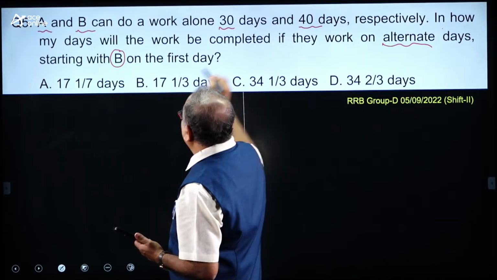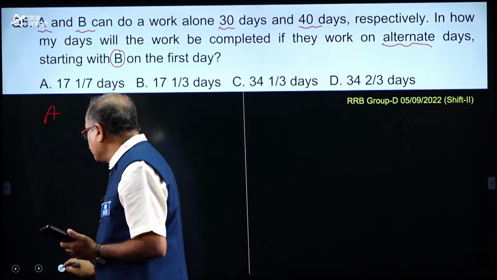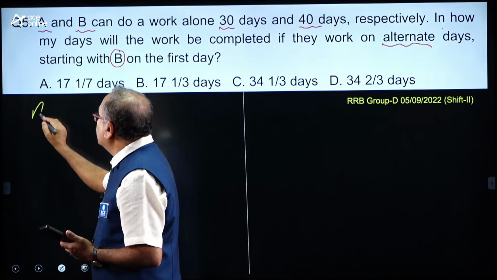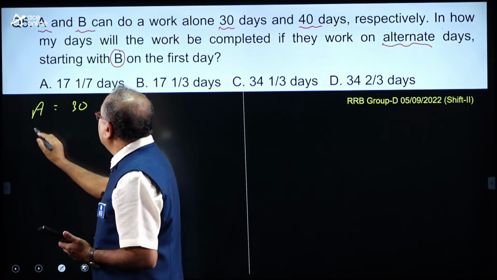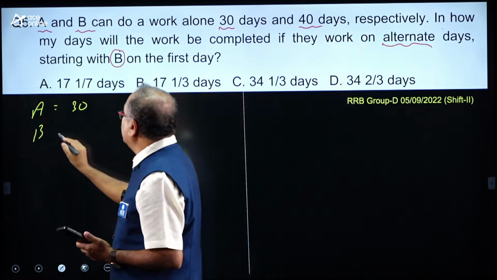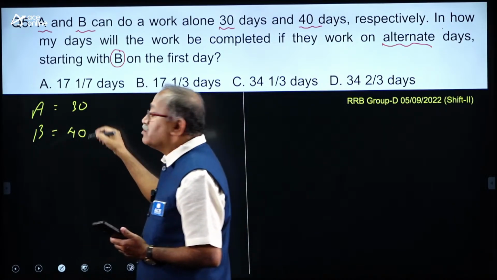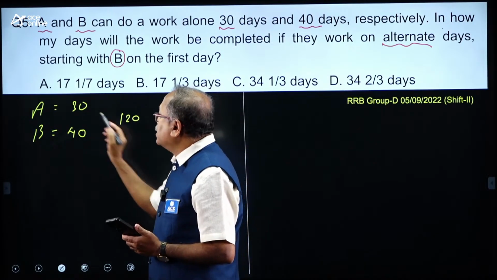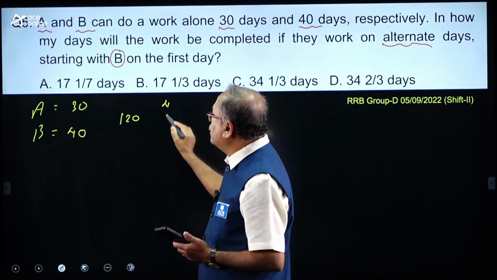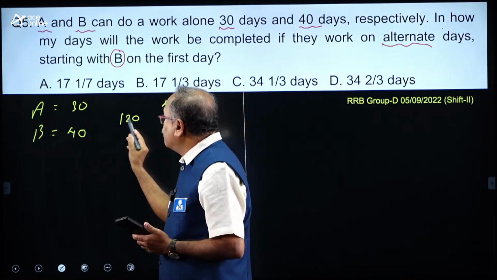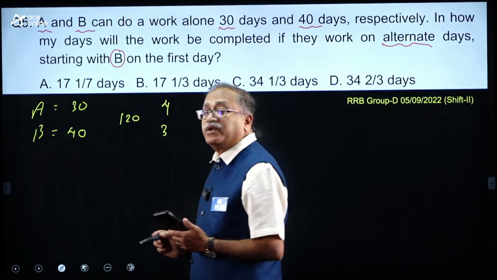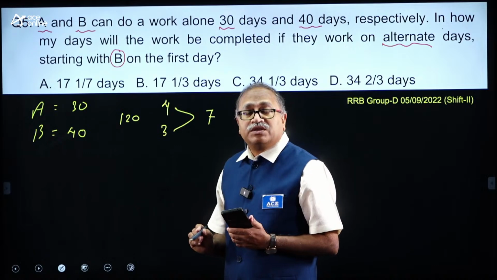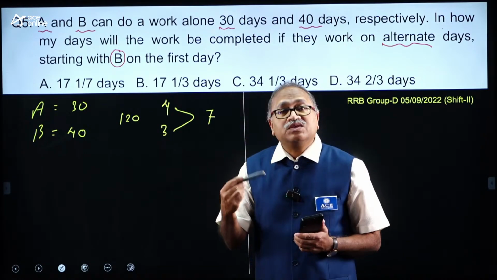Now, A can complete the work in 30 days. Okay, this is how everyone will answer the question. That is, A can do the work in 30 days and B can do the work in 40 days. Now, what the competitors do, they take the LCM, that is 120, and 120 divided by 30 comes to 4 units per day. For B, 120 divided by 40, 3 units per day. Together they complete per day 7 units.